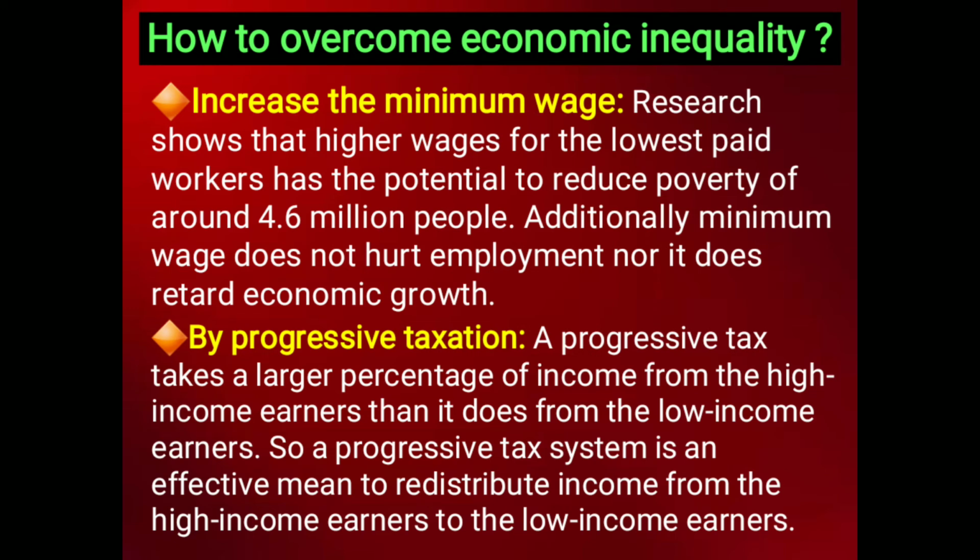By progressive taxation. A progressive tax takes a larger percentage of income from the high income earners than it does from the low income earners. So, a progressive tax system is an effective means to redistribute income from the high income earners to the low income earners.